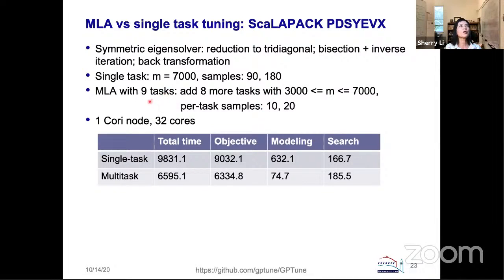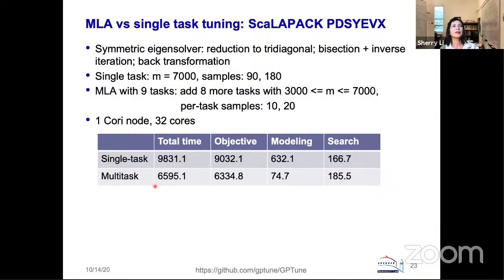Then for multiple tasks, we consider 9 tasks. In addition to this 7,000, we add 8 more tasks, which range from 3,000 to 7,000. These 8 additional tasks are relatively small, and we still want to find the optimal configuration for them. In this case, compared to the single task setup, per task you use 10 or 20 samples, so it matches the single task budget. This experiment is on one node, 30 cores.